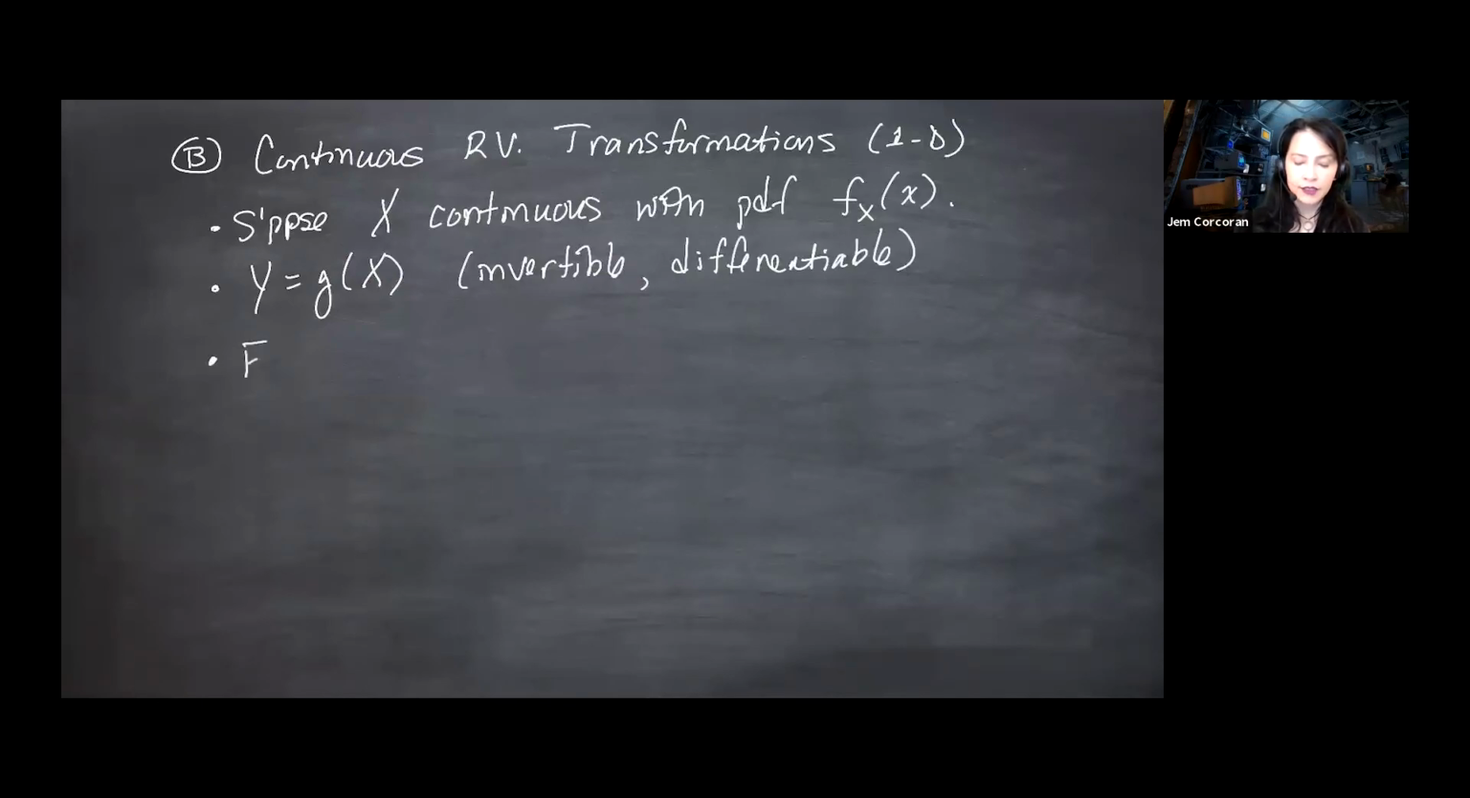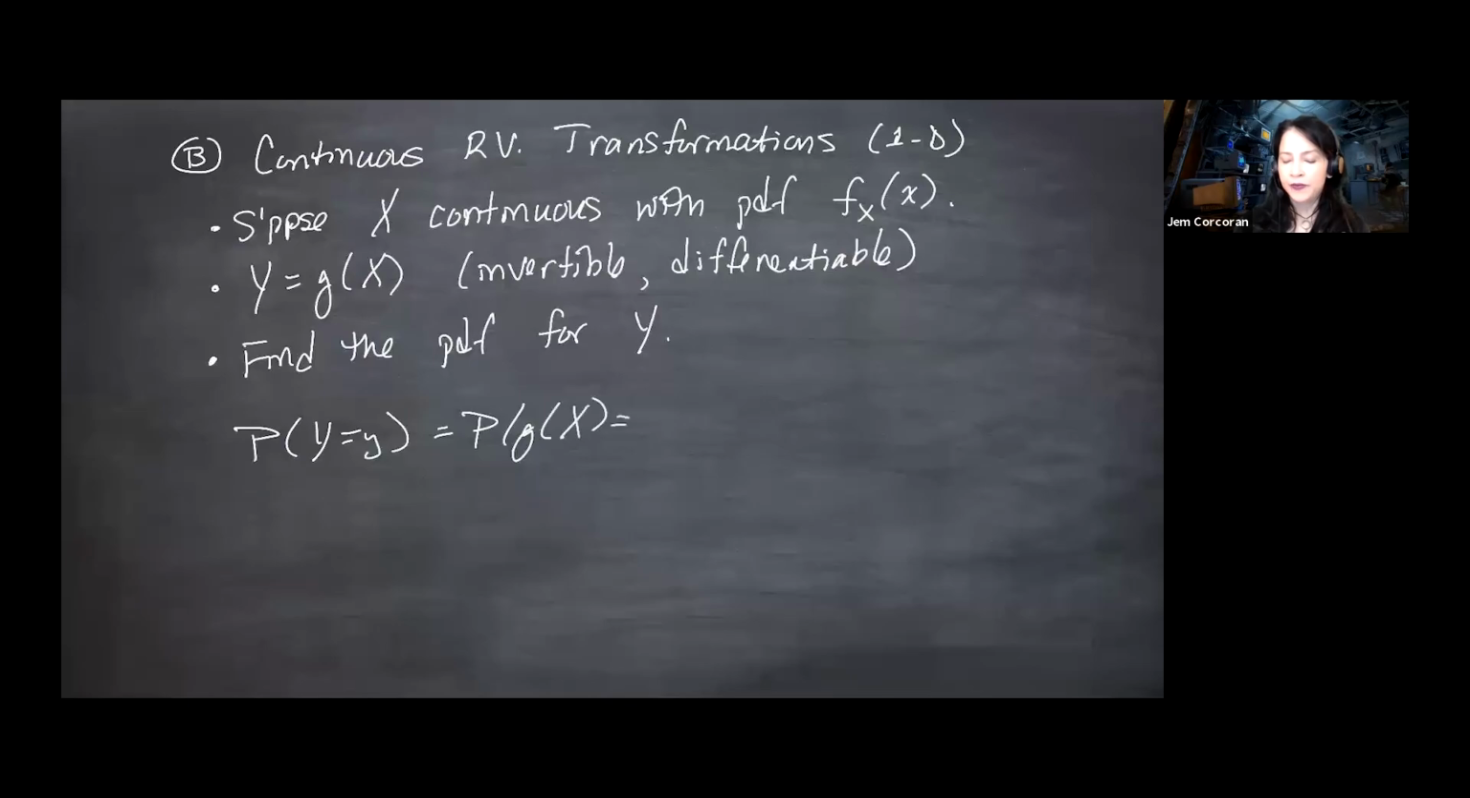So let's find the PDF for Y. So it sounds like Sage did the right thing when he already did his homework with CDFs. I'm going to start with CDFs. In the A part for the discrete random variables, and don't write this down because it's wrong and I'm about to erase it, I just started off with the probability that Y equals y, and then I plugged in the g of X, and then I tried to continue. But this is always 0 for a continuous random variable, so I can't do this. That's not what the PDF is anymore.